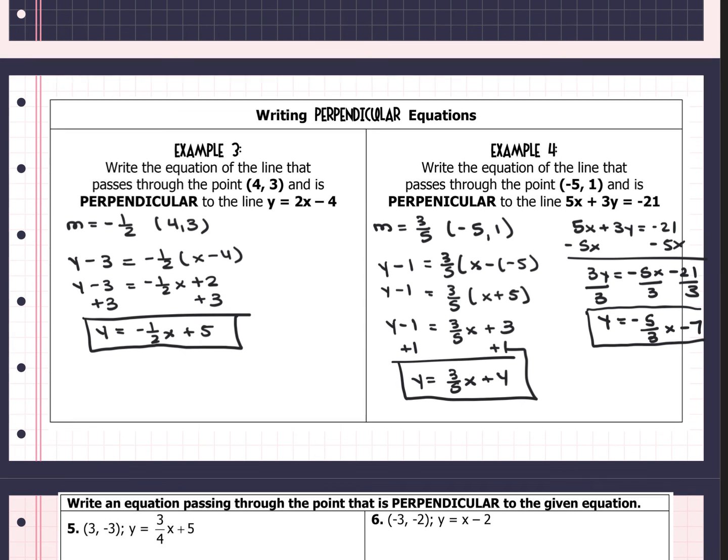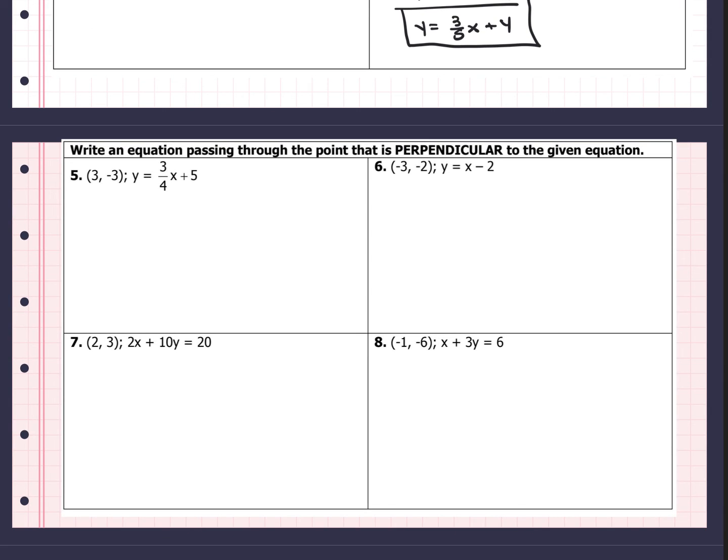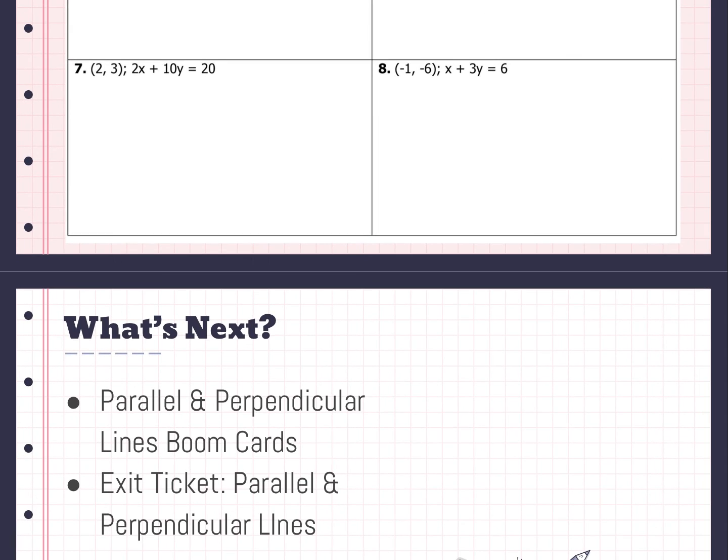Just like in the other example with parallel lines, there are 4 questions for you to answer with perpendicular lines. I broke them up so that in your notes, you would have the examples right above the questions that you were answering. Again, there are 2 where the equations are already in slope-intercept form, and 2 where the equations are in standard form, and you have to solve. The key thing here for perpendicular is to remember that the slopes are opposite reciprocals.